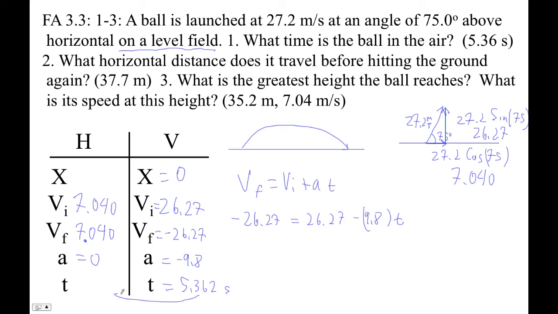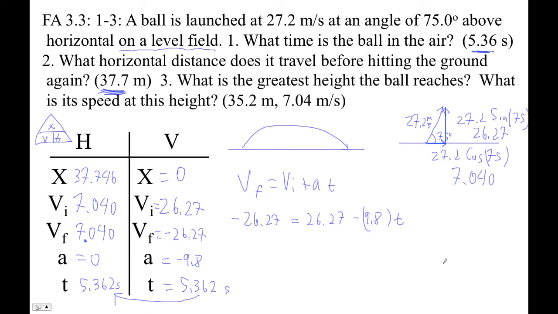And then that time goes across, and now we can figure out the distance here. All we do is x is vt, so we cover up the x and it's vt. So this times this is 37.746. So 37.7 meters, that's how far it goes. It's 5.36 seconds in the air.